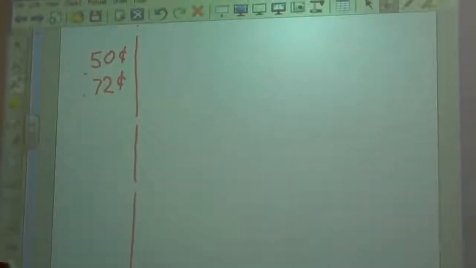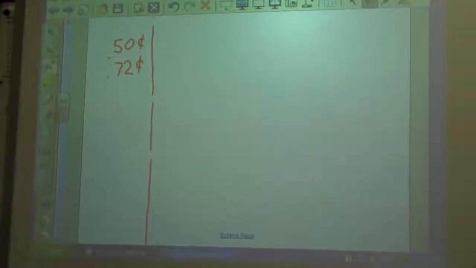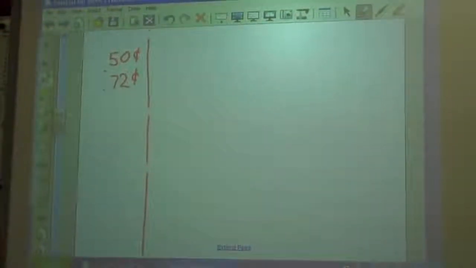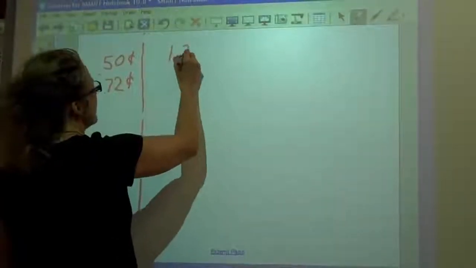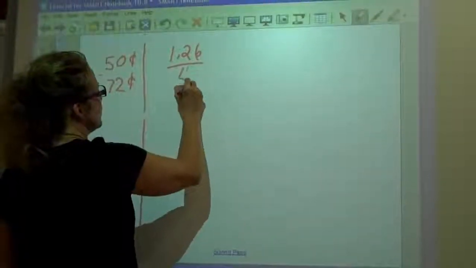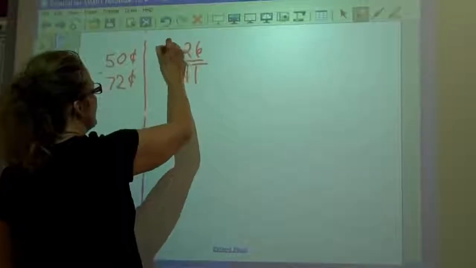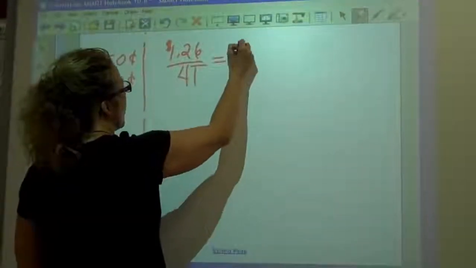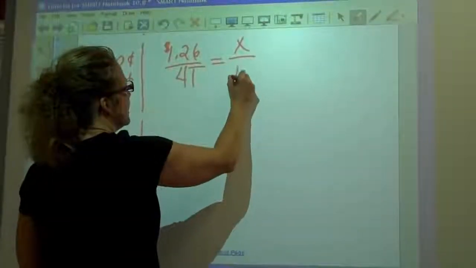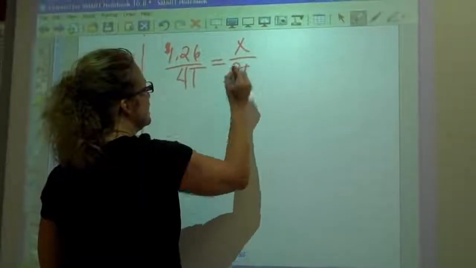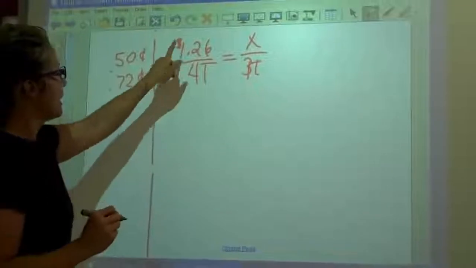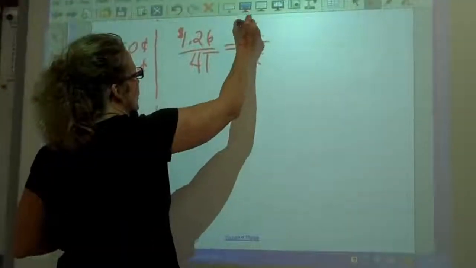So right now we've got our brown sugar at 50 cents and we have our butter at 72. So now we need 3 teaspoons of cinnamon. Now the recipe says that cinnamon is $1.26 for 4 tablespoons. So this is money, and we need to know how much it costs for 3 teaspoons. So you can see we have money to money, so that's all going well.